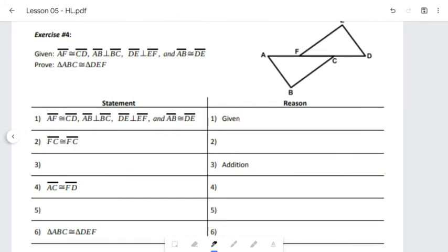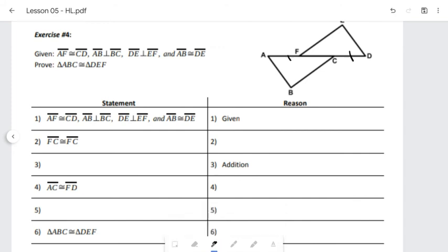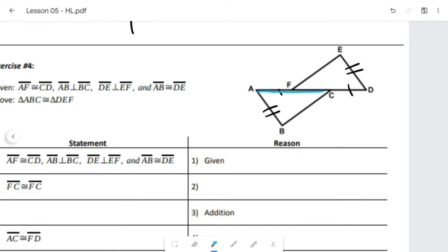Okay. Last one here. So we have the given set up for us. We have AF congruent to CD. We have AB perpendicular to BC, and DE perpendicular to EF, and we have AB congruent to DE. So notice we talked about a question like this in class. We have these two triangles, and they overlap, but AF and CD are not enough for a check because, as I just highlighted, that's only a small part of the triangle.